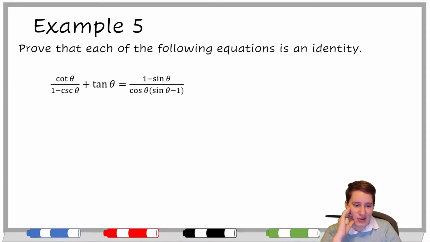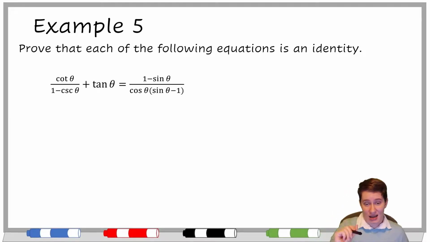So let me think. How do I want to start this out? Because there's lots of things I could change, but we want to change the right thing. Just as a side note here, on the right side, 1 minus sine theta over sine theta minus 1, we can't cancel those out, except that if we had different signs, it would work, right?